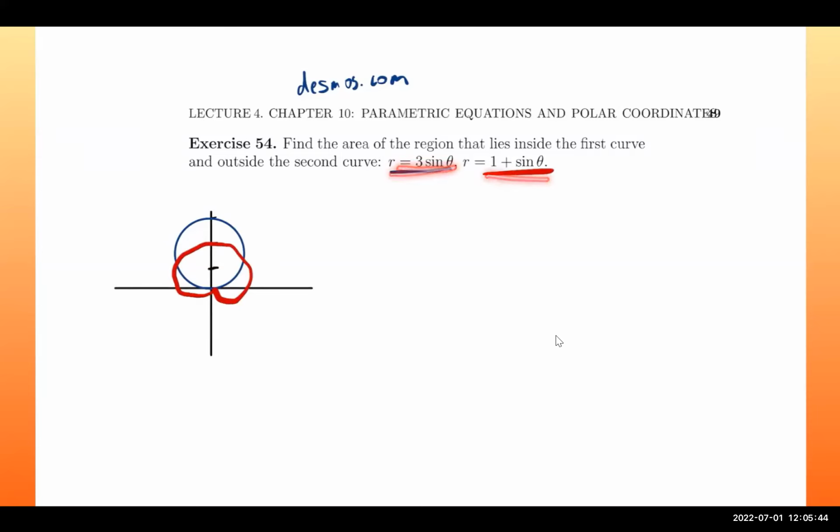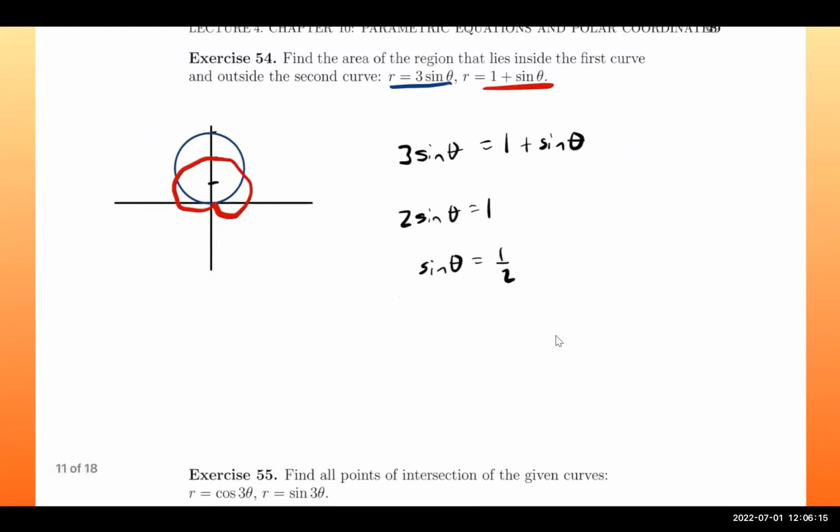Then we need to find the points of intersection. That's important. We need to find these 2 points, 1, 2. That's where the intersections occur. To do that, you just need to set the two equations equal to each other, since they're both equal to r. 3 sine theta equals 1 plus sine theta. If you subtract sine theta from both sides, you end up with 2 sine theta equal to 1. So sine theta equals 1/2.